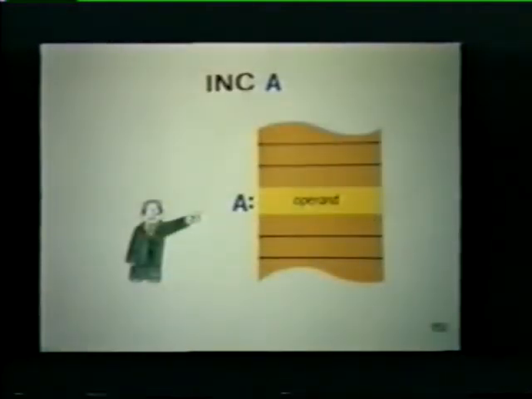Here's how we would write an increment instruction that involves the relative addressing mode. The symbol A is a label. It identifies the location of the operand that we wish to increment. That wraps up our discussion of the relative addressing mode. For additional information on relative versus absolute addressing, refer to the review section of your workbook.